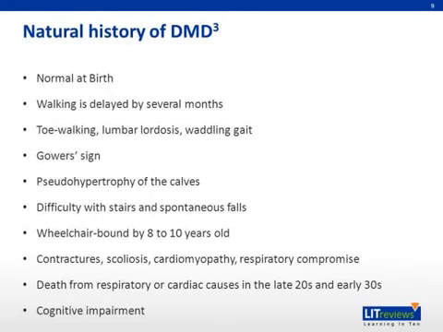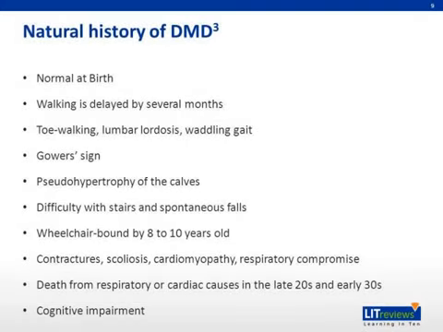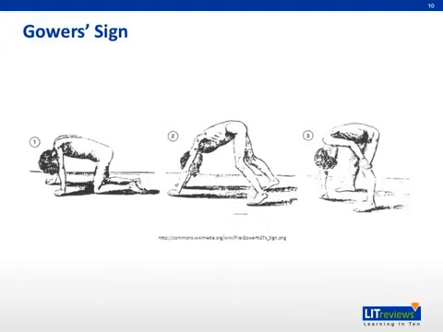Because dystrophin is a protein present in the CNS, cognitive impairment and learning difficulties frequently accompany the disease. This is an illustration of the Gowers sign.